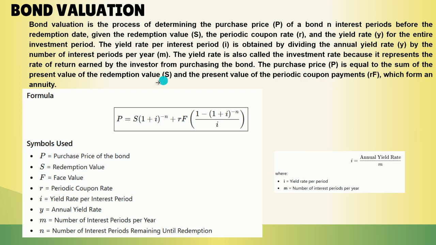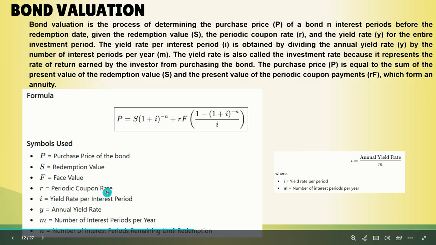Now, bond valuation, ito yung formula niya: P equals S times (1 plus i) to the power of negative n, plus R times F times (1 minus (1 plus i) to the power of negative n) divided by i. The symbols used: P is the purchase price of the bond, S is the redemption value, F is the face value, R is the periodic coupon rate, i is the yield rate per interest period, Y is the annual yield rate, M is the number of interest periods per year, and n is the number of interest periods remaining until the redemption.